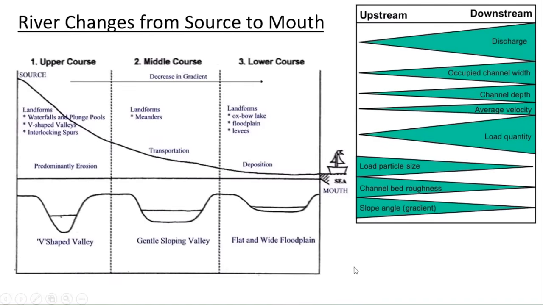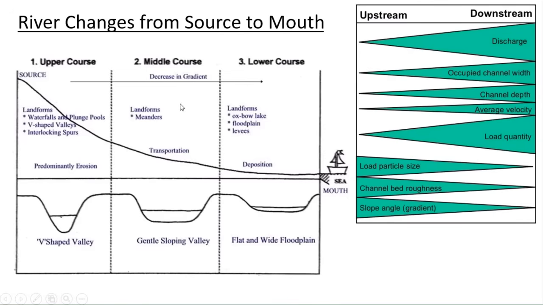So the first thing you need to be aware of, as with coasts, is that the river, from start to finish, from source to mouth as we'd say, you need to be aware of how the river changes. So this shows you the overall river profile on side view, and you can see the upper course, which is the first sort of third of the river, is the steepest section. It's where you get your waterfalls and V-shaped valleys and interlocking spurs, and it's where you've got a V-shaped, quite narrow valley.